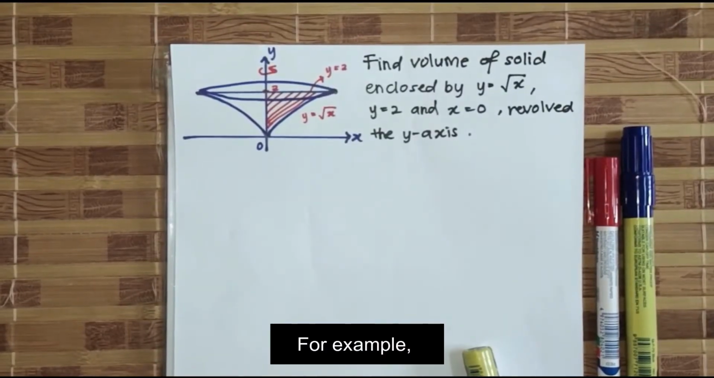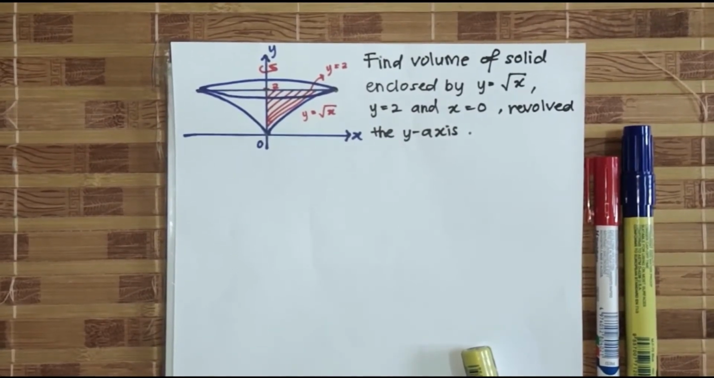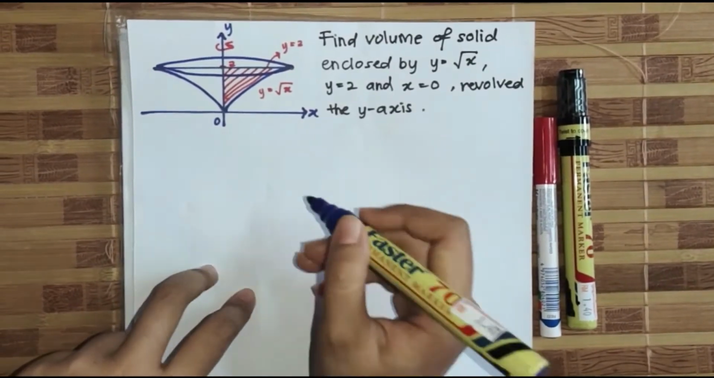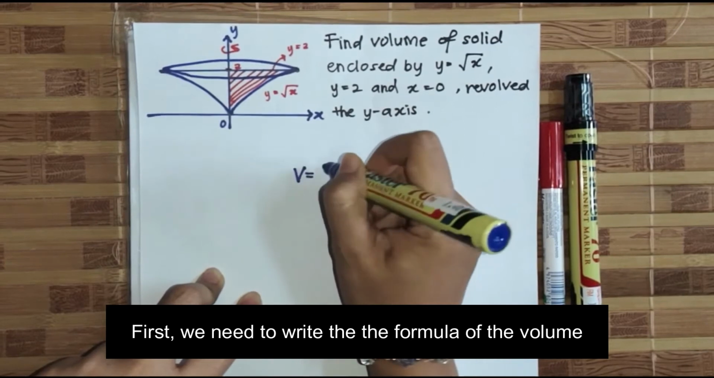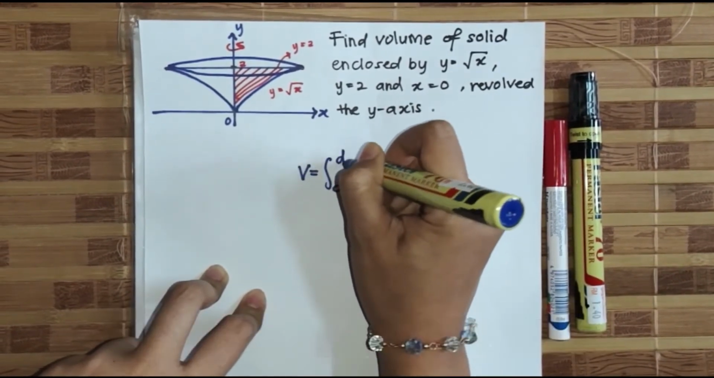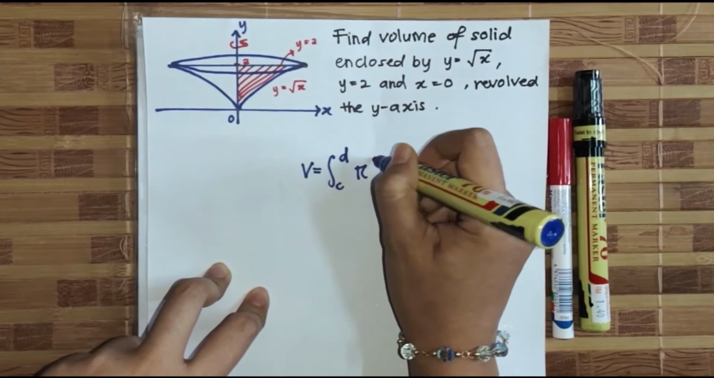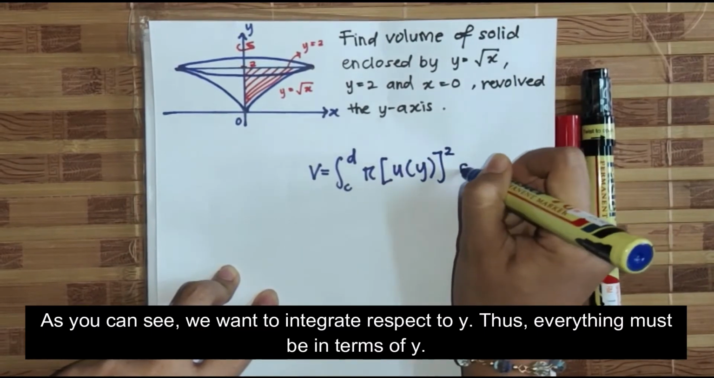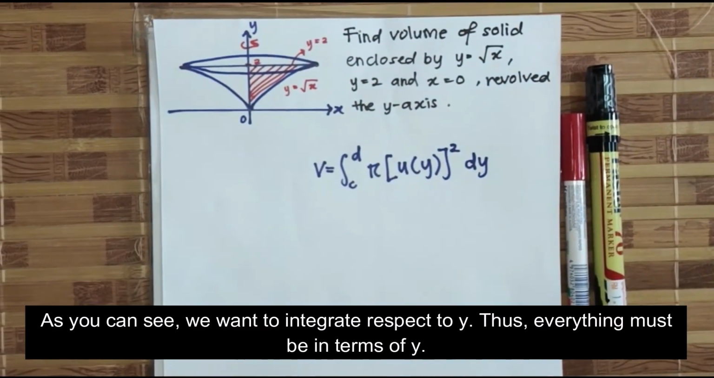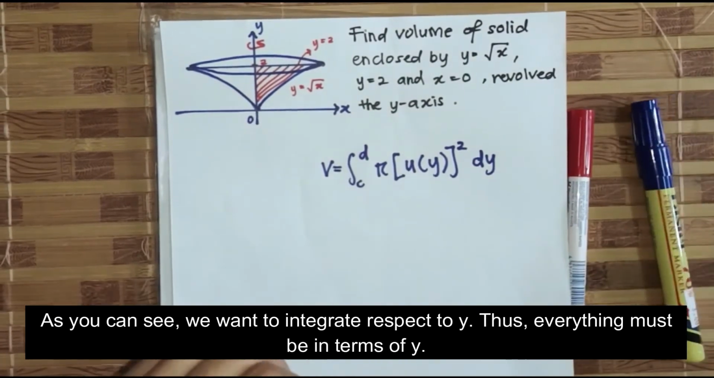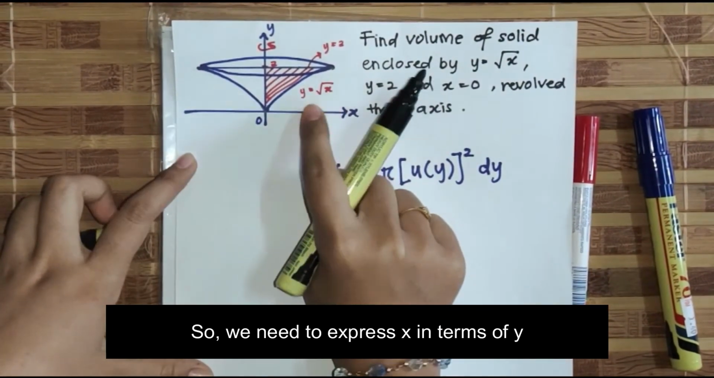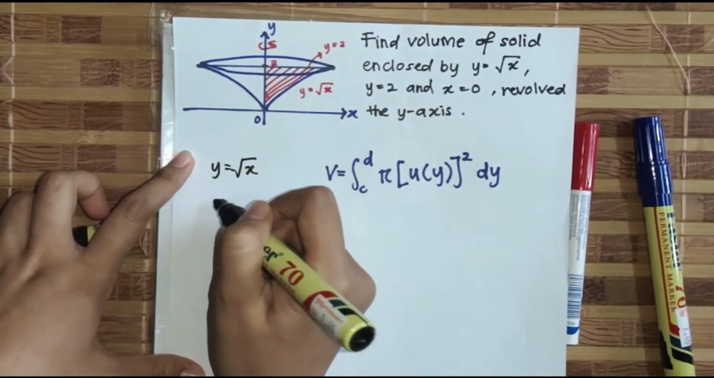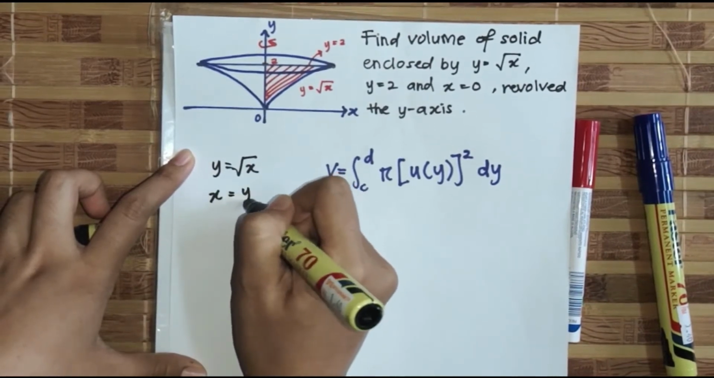For example, find the volume of the solid enclosed by y equal to square root of x, y equal to 2 and x equal to 0 revolved about the y-axis. First, we need to write the formula of volume equal to the integral from C to D of pi function squared. As you can see, we want to integrate with respect to y. Thus, everything must be in terms of y. So, we need to express x in terms of y. y equal to square root of x, then x equal to y squared.